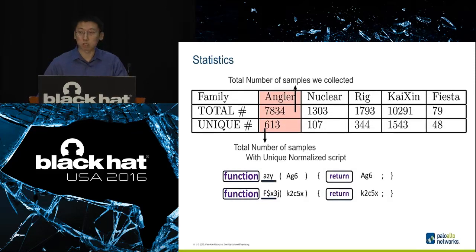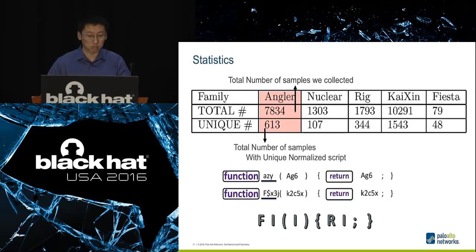For example, these 2 pieces of JavaScript code are different at the source code level, but after normalization, they are identical.